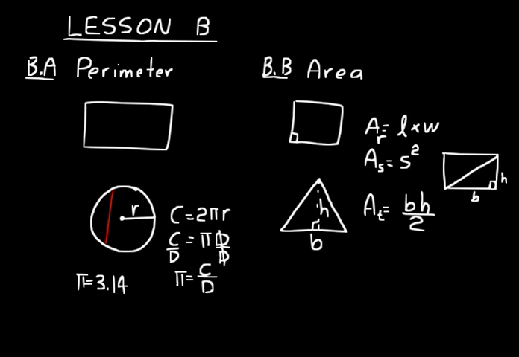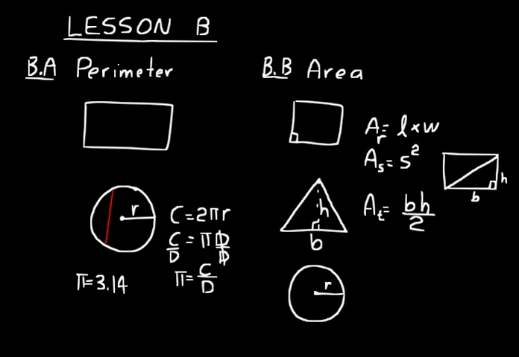Notice also that we're multiplying two lengths together. That's always what we do when we calculate area. Lastly, let's think about a circle. Now, just like in perimeter, we have a special formula that we use to figure out the circumference or perimeter of a circle: 2 times pi times radius.